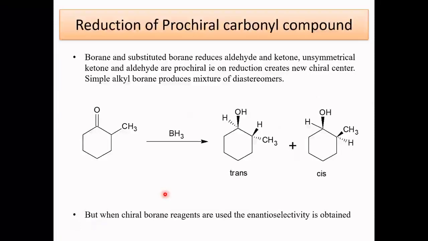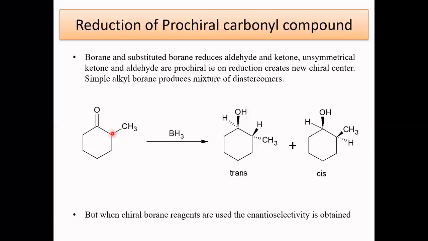We are going to start with the reduction of the prochiral carbonyl compound. For all these reductions, we are going to use borane derivatives. Now, what is this borane? Borane is BH3. Suppose I have a prochiral carbonyl compound like this and I allow it to react with BH3. Everyone knows that this reduction will take place according to the anti-Markovnikov's rule.